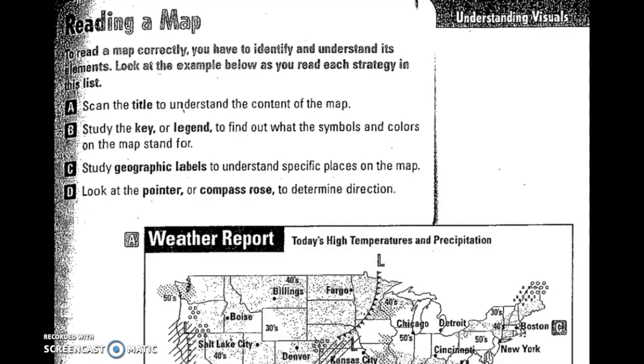Study the key or legend to figure out which symbols and colors on the map stand for what they stand for. Use geographical labels to understand specific places on a map. Look at the pointer or compass rose to determine direction.